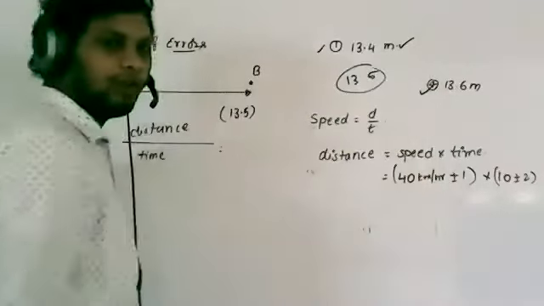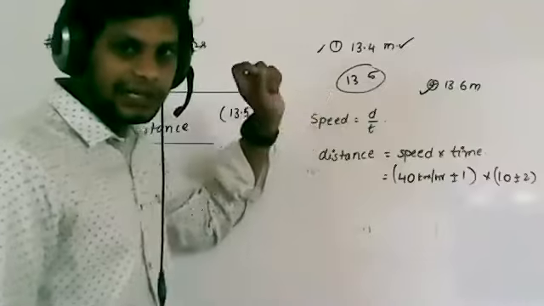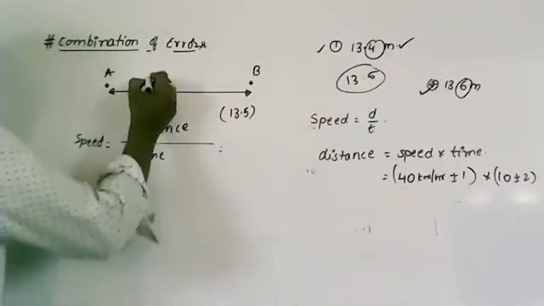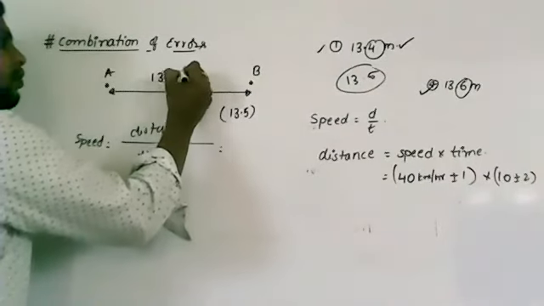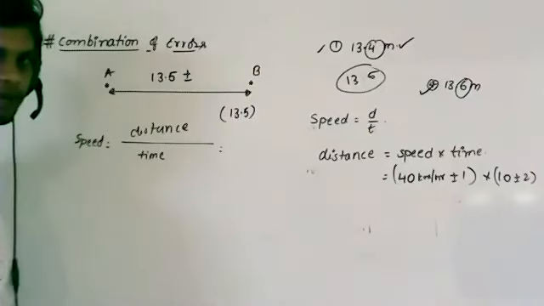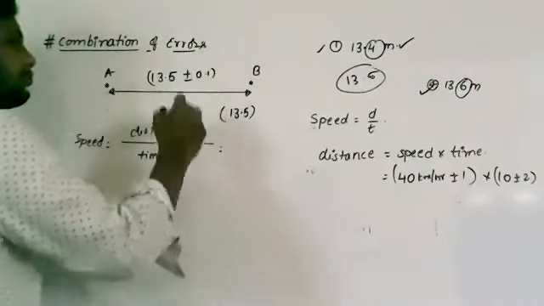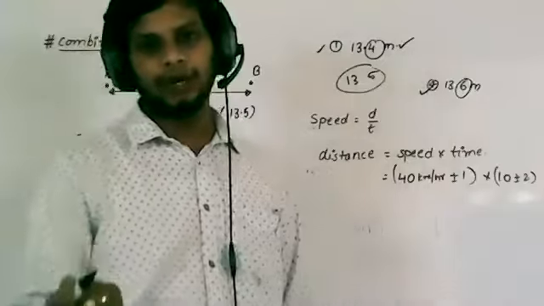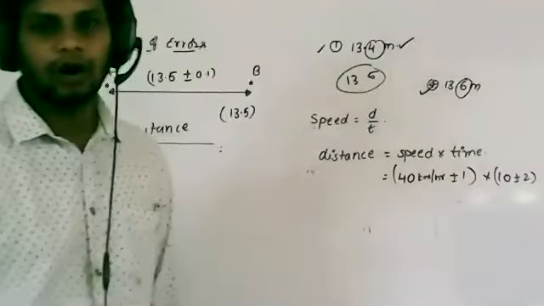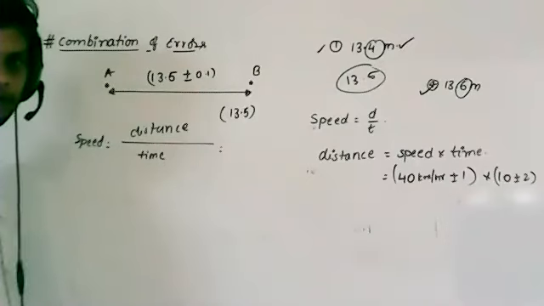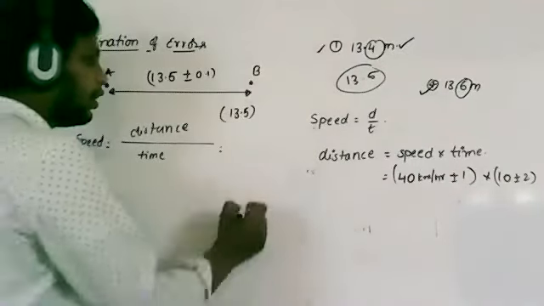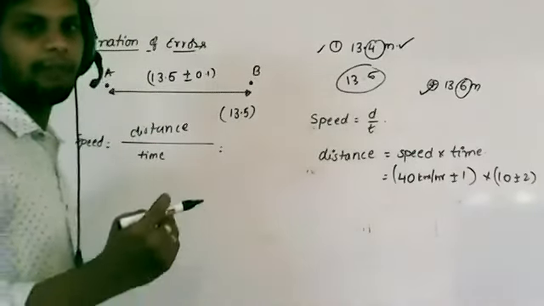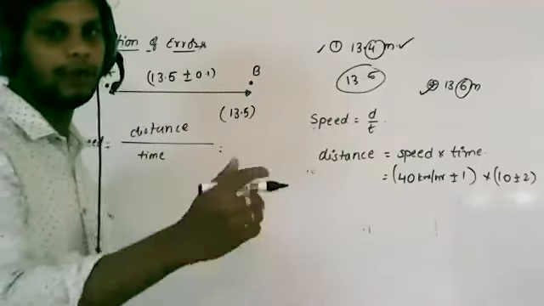Now, from these two, you can say one certainty. What is that certainty? 13 is certain. The difference means the next digit is uncertain. Therefore, I will take 13.5 plus or minus 0.1, so it may be 0.1 above or 0.1 below. For example, you measure the distance from here to here, so it may be 13.5, 0.1 above or 0.1 below.